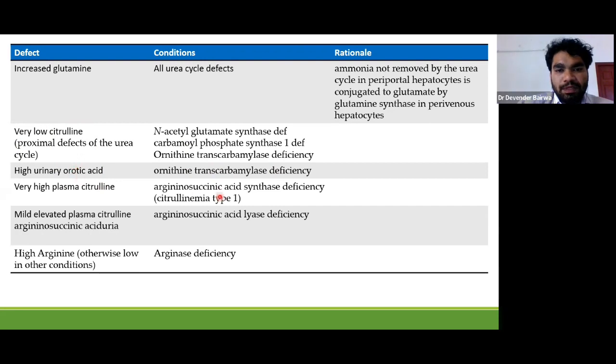High orotic acid can be seen in case of only ornithine transcarbamylase deficiency. Very high plasma citrulline level is generally seen in case of argininosuccinate synthetase deficiency, because this enzyme is just distal to citrulline. So if it is not there, citrulline accumulates. Then mild elevation of plasma citrulline with the presence of argininosuccinic acid in urine is seen in case of argininosuccinate lyase deficiency. Then high arginine level, otherwise not seen in the condition, can be seen in arginase deficiency. So if somebody is suspected of urea cycle defect and you check the levels of glutamine, citrulline, orotic acid, or let's say arginine, you may be able to pinpoint the enzyme which is actually defective.